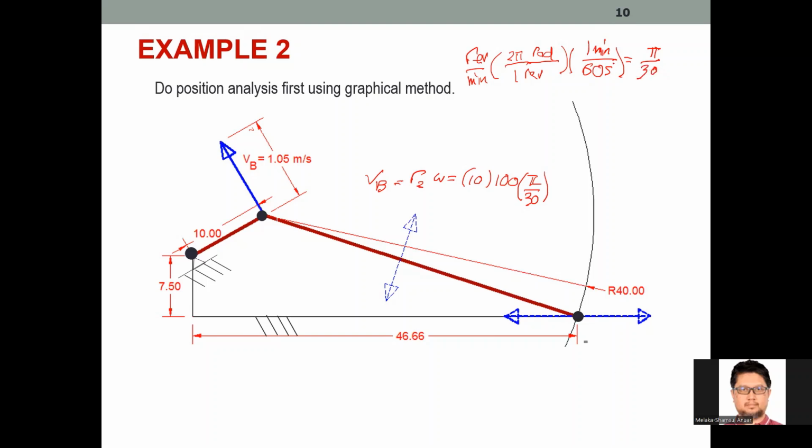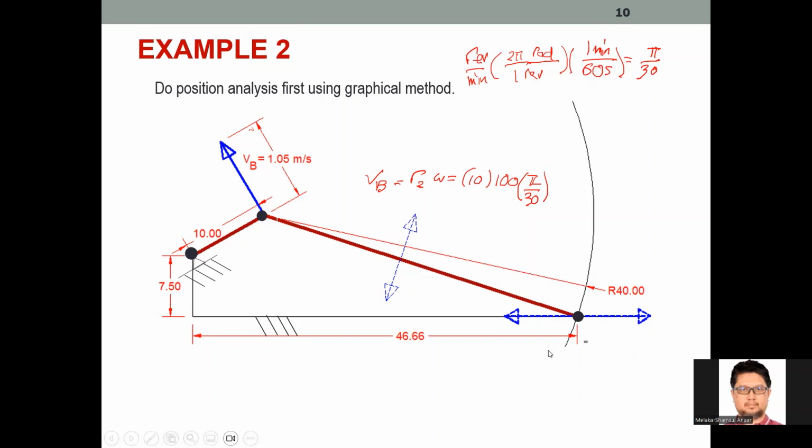So this will be revolution per second, something like that. That's why we use this conversion factor, and that's the origin of it. This should give you 1.05. In this case, this is in centimeters, so I have to change it so that it won't be too long. Otherwise, this vector will be too long for the space here. So instead of centimeters per second, I have it in meters per second.